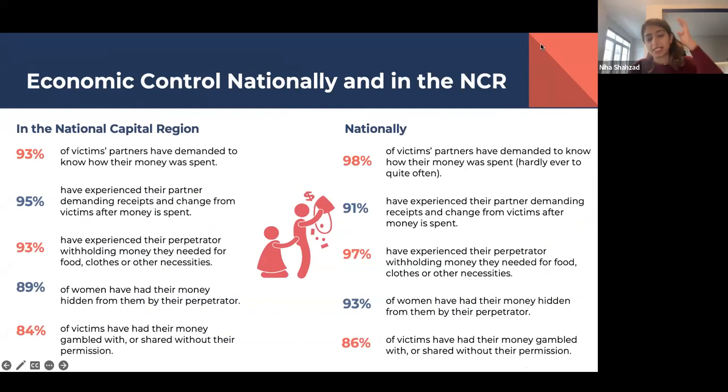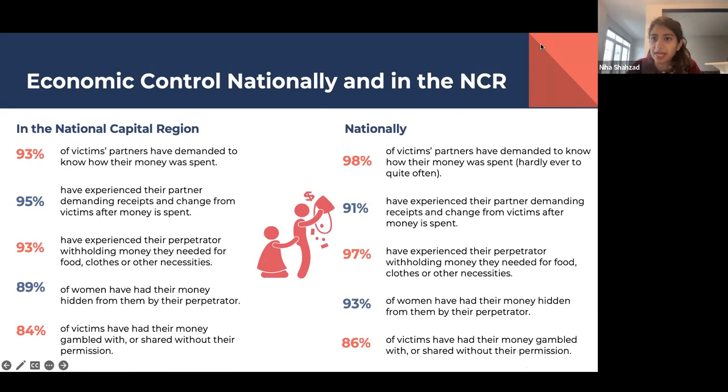So some statistics on economic control that we found nationally and also within the NCR. I'm not going to go over all of the stats, but you can see that in the National Capital Region and nationally, about 80 to 90% of victims said that they suffered from economic control in their relationships. And this includes things like the abuser demanding to know how their money was spent. Experiencing their partner asking for receipts.